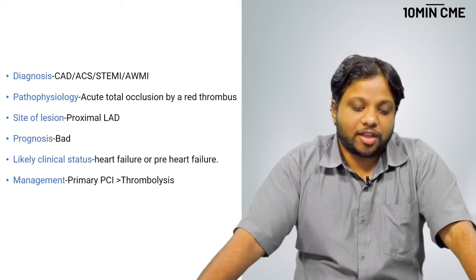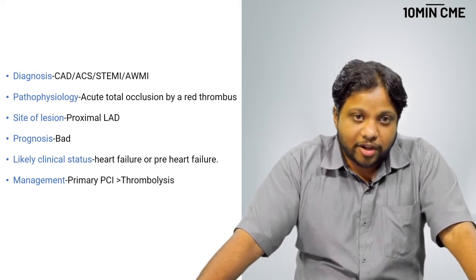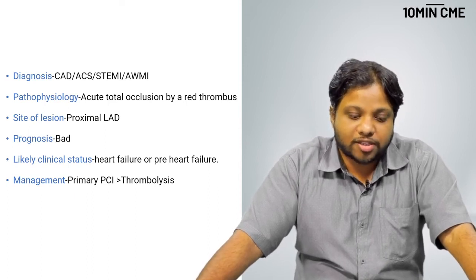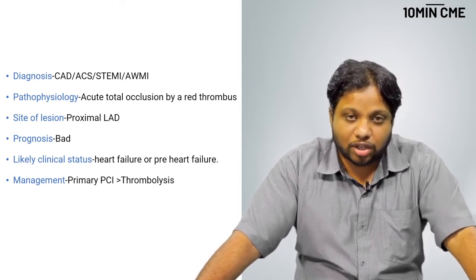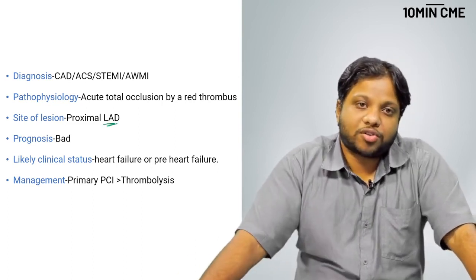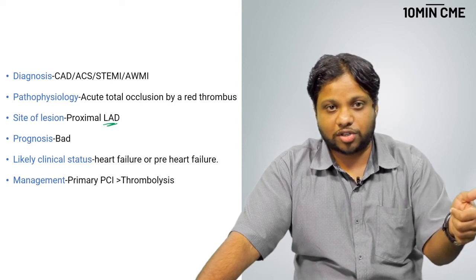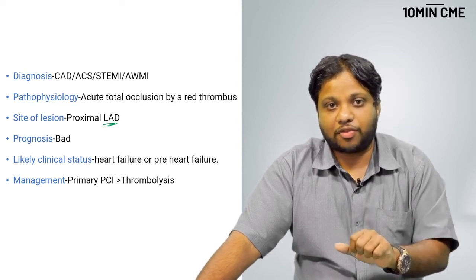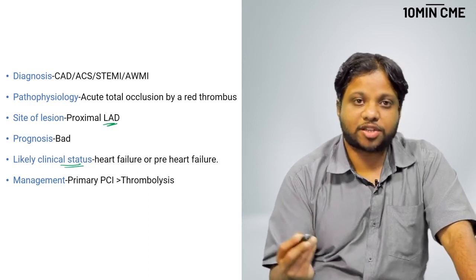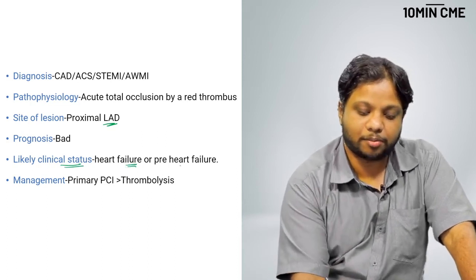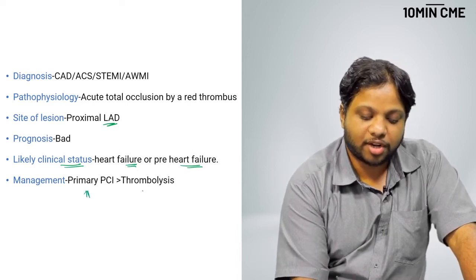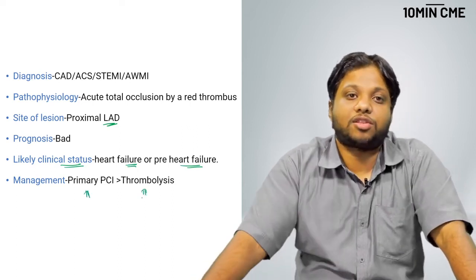So, we have evaluated the ECG under the following headings: the diagnosis is CAD, ACS, STEMI, anterior wall MI. The pathophysiology is acute total occlusion by a red thrombus. Where is it occluded? Proximal LAD. What is the prognosis? It is bad because of the site of occlusion, the proximal LAD, and the type of injury, which is a grade 3 ischemia. Likely clinical status: this patient is probably in heart failure or pre-heart failure, he is going to go into heart failure. What is the management? It is primary PCI, first option, better than thrombolysis.